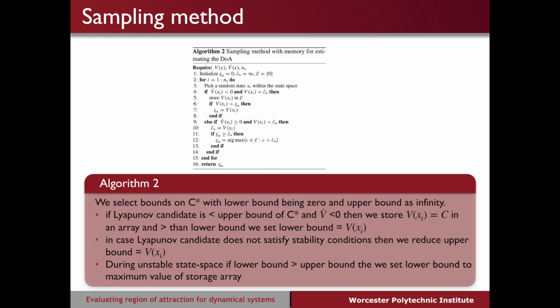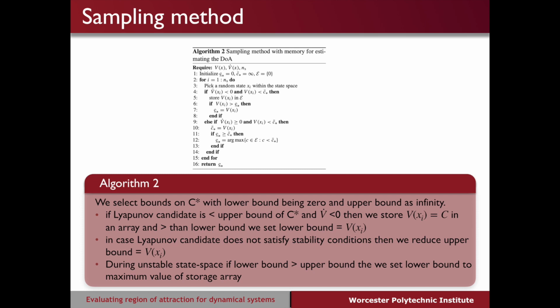at algorithm line 9. The condition states that if V dot of x is 0 or positive and V of x is less than the upper bound, you enter the loop and update the upper bound of c to the current value of the Lyapunov function. And then check if the upper bound is lower than the lower bound, and then we update the lower bound of c as the maximum value in array eta which is less than the upper bound.